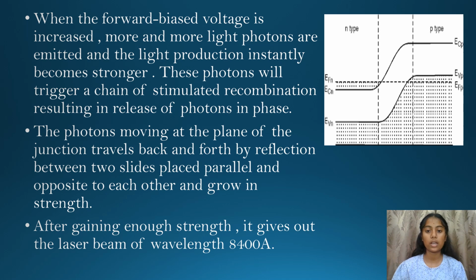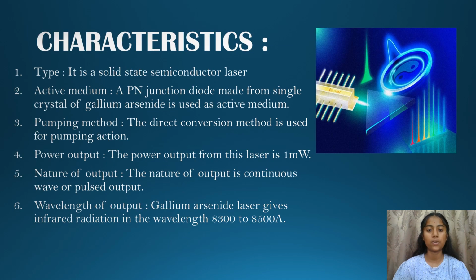The photons moving in the plane of the junction travel back and forth by reflection between two sides placed parallel and opposite to each other and grow in strength. After gaining enough strength, it gives out the laser beam of wavelength 8400 angstrom. That was all about the working of semiconductor diode laser.